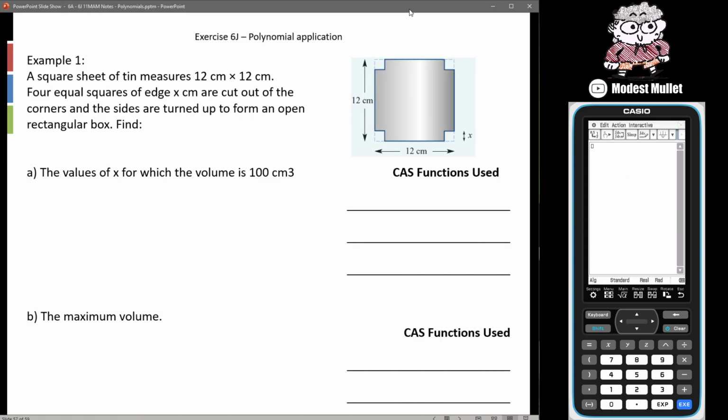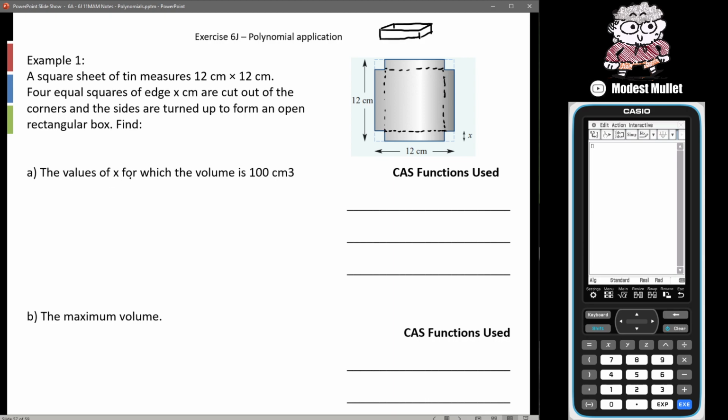Right here. A square sheet of tin measures 12 by 12 centimeters, and 4 equal squares of edge x centimeters are cut out of the corners. The sides are turned up and folded to make an open rectangular box. Find the following parts. So what's essentially happening is the tin, or we could imagine this cardboard like a shoebox, is being folded along those dashed lines, and then once it's folded up, we're getting a three-dimensional shape like that, with an open top.